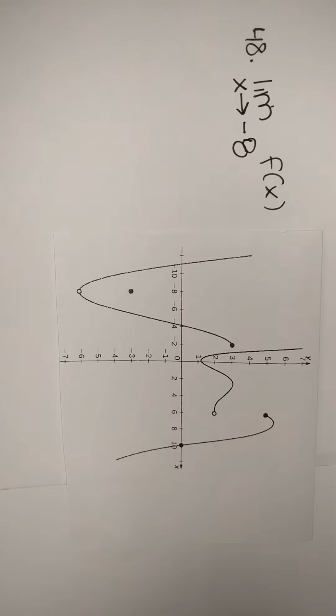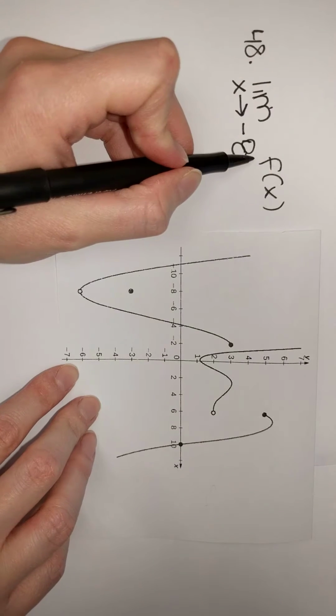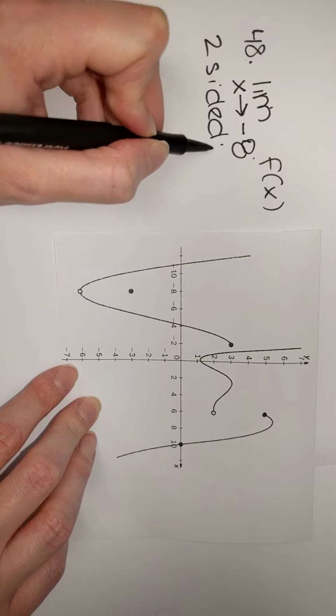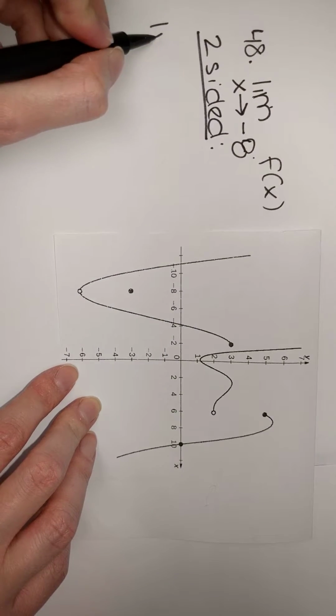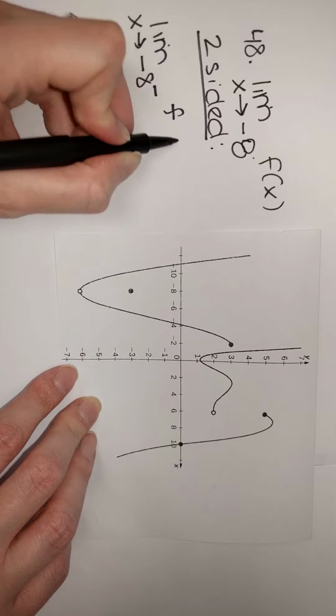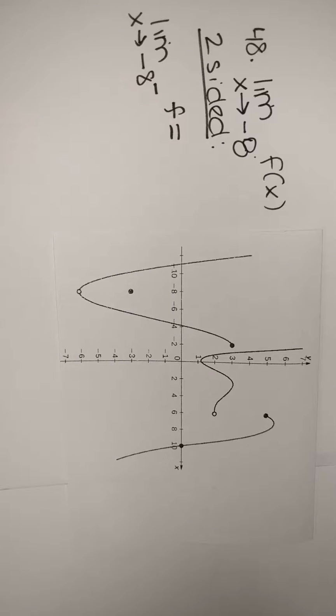In this one we're trying to find the limit as x goes to -8. We see that there is no superscript here, so that means we're looking at a two-sided limit. To find the two-sided limit, we need to first figure out what the limit is as x goes to -8 from the left and from the right.